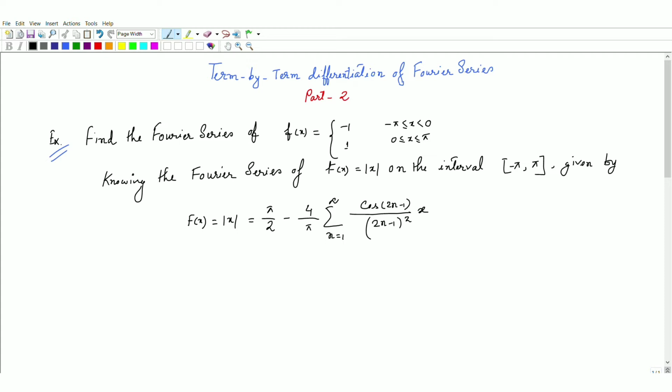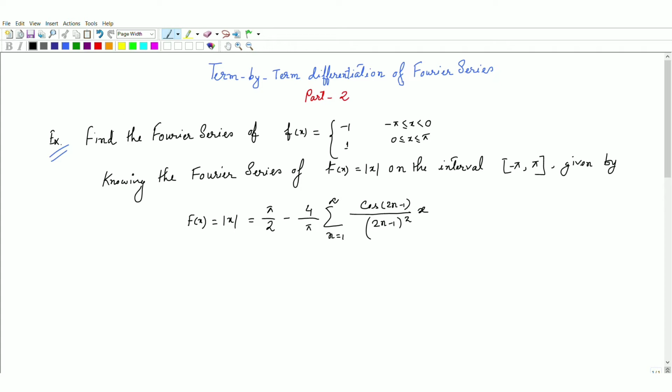Hello students, this is the part 2 video of the term by term differentiation of Fourier series. Here I am going to take one example where we can use the term by term differentiation concept of a Fourier series, and in the later part of this video we will discuss the term by term differentiation of half range sine series and half range cosine series. Okay, so first see the problem.